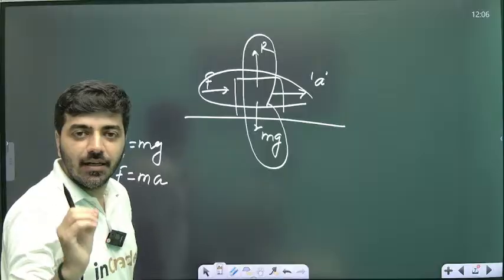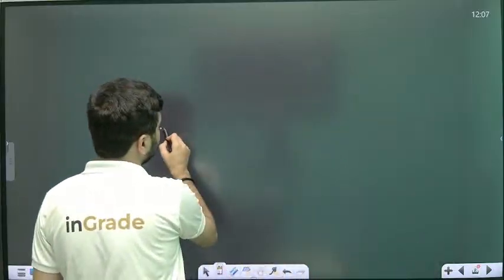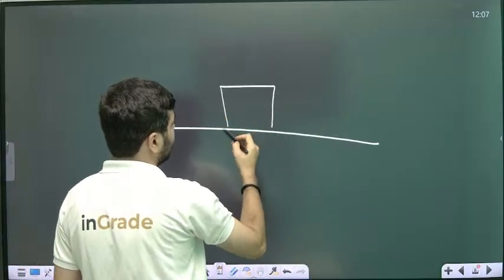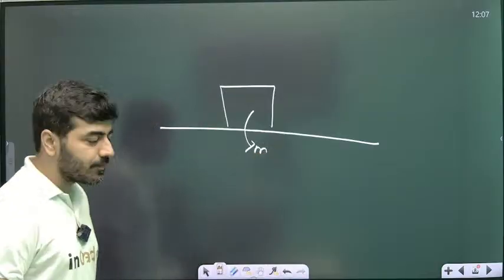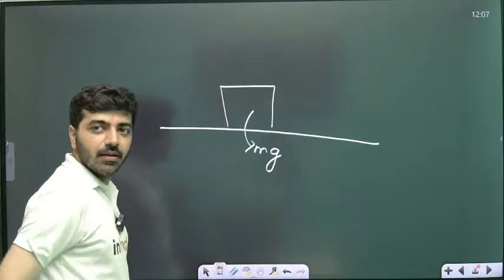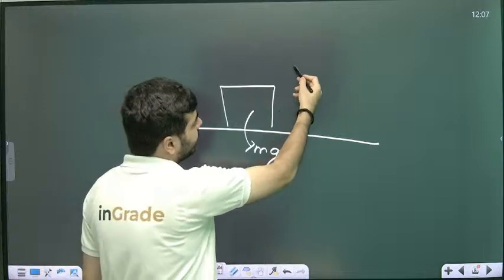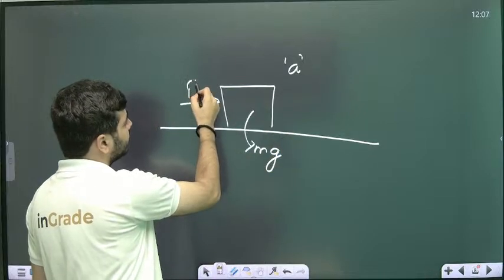Now we are taking the friction part. Let's say this is the body, and the mass of the body is simply m. The total weight will be mg. If the body is moving with acceleration a, let's say we are applying a force F.